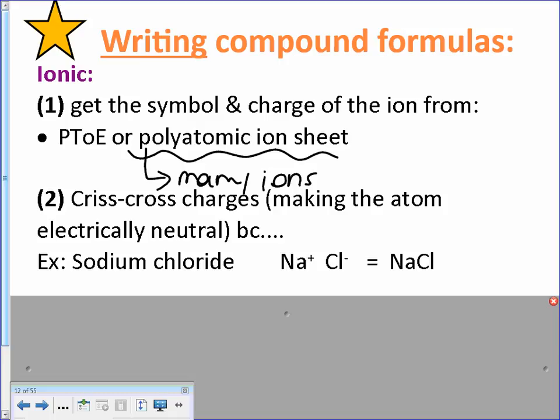Previously we just got the symbol, we got the charge, and we crisscrossed. That's just straight from the periodic table. We know the charges based off the valence electrons they had. We crisscrossed them, and we made the compound electrically neutral by crisscrossing their charges and pulling the subscripts down. Sometimes we're going to have a polyatomic ion. So on the sheet I just gave you, the polyatomic ion list, what's the very first ion listed?